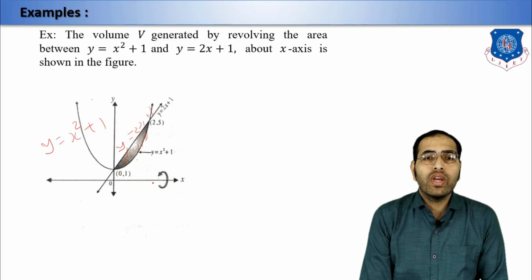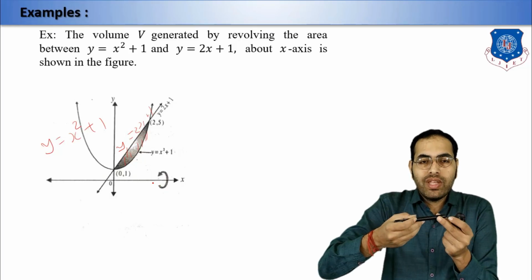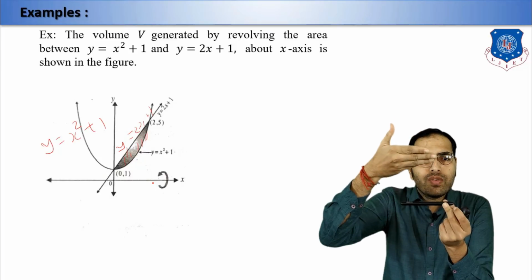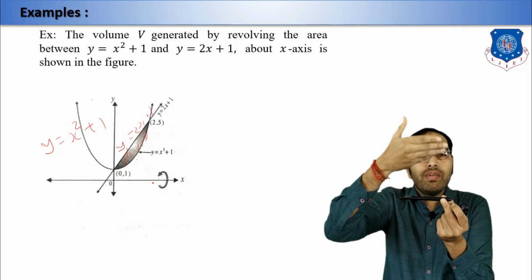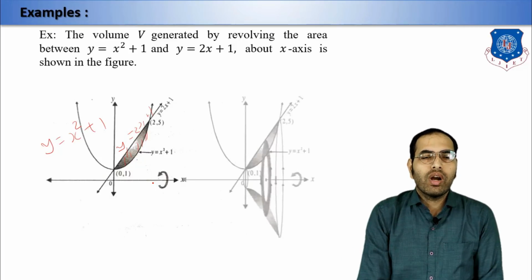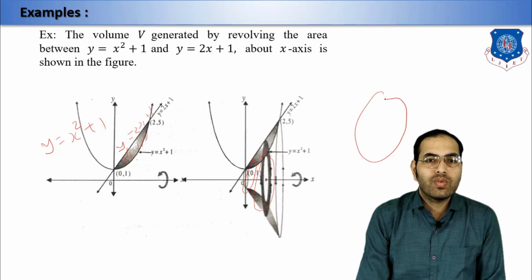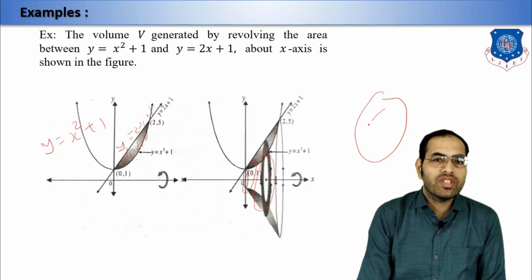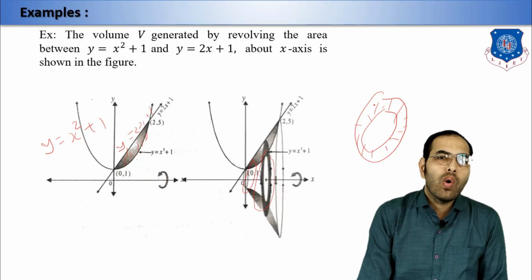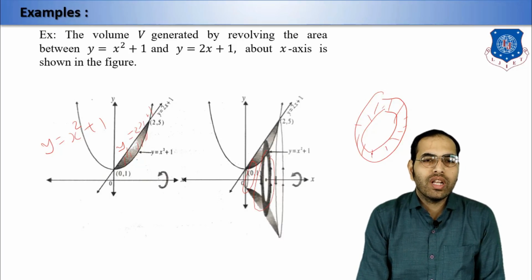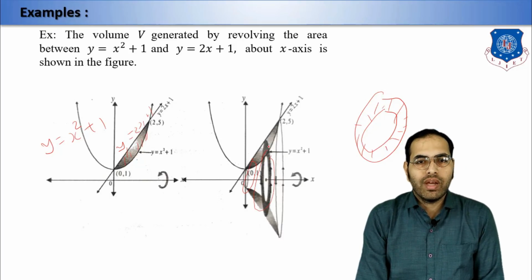Now here we are revolving about the x-axis, meaning the mirror image goes to the bottom side like this, and these are the washers. This shape is indicated by the washer, meaning this one is our larger y2 region, this one is our y1 region, and between them is the shape indicated by the washer. That's why we call this method the washer method.